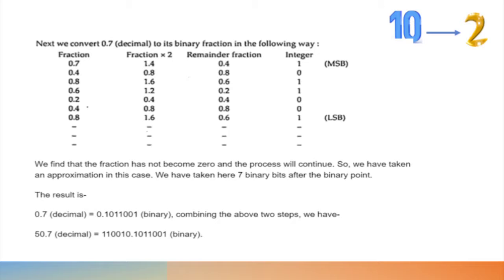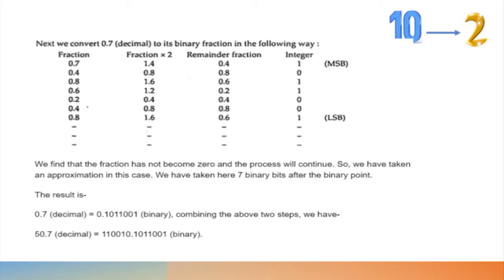Next, we need to convert the fractional part, that is 0.7, into its binary equivalent. So we are going to multiply successively the fractional part of the decimal number by 2 and record the carry until the result of multiplication is 0. But we find that the fraction has not become 0 and the process will continue. So we have taken an approximation in this case. We have taken 7 binary bits after the binary point, and we have read the carry sequence in forward order, that is from MSB to LSB.